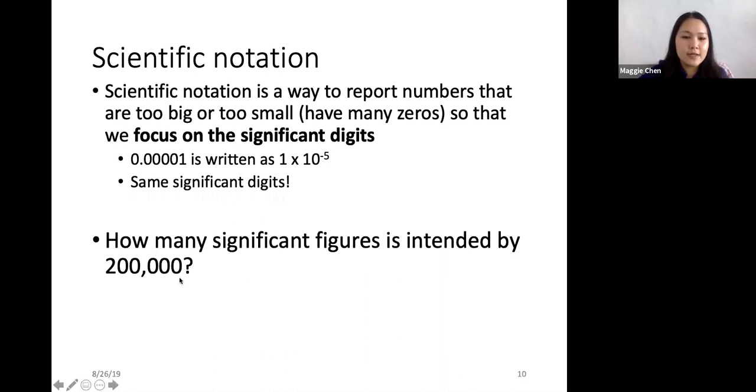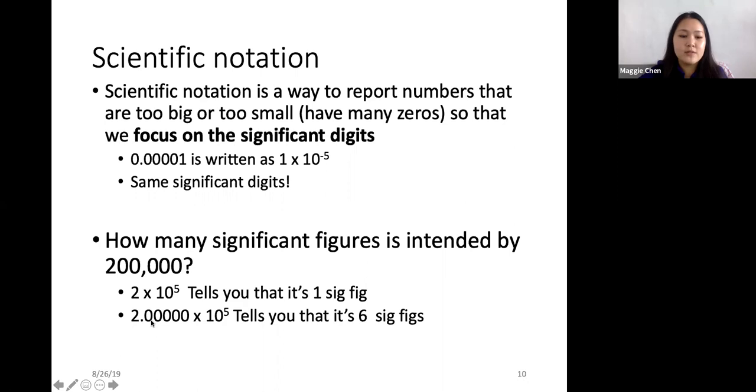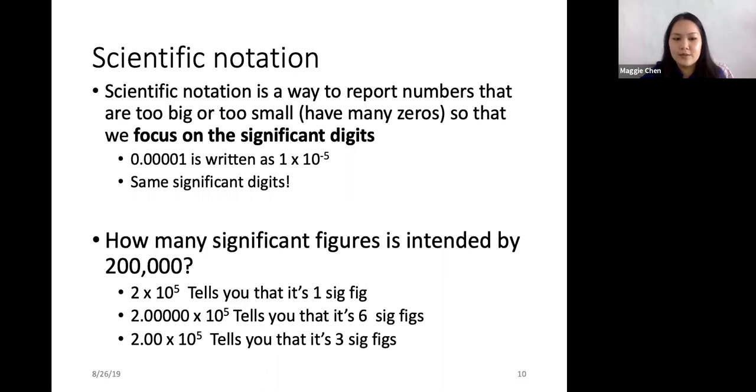So if we wanted to rewrite 200,000, if we're asking how many sig figs is intended by this number, we're not really sure. So it depends on how you would write it in scientific notation. If we write it as 2 times 10 to the 5, it tells you that there's only this one sig fig in our number. If we write it as 2.00000 times 10 to the 5, this number tells us that there's 6 sig figs. And if we write it as 2.00 times 10 to the 5, then this tells you that there's only 3 sig figs. So it really depends on how you write your number to indicate how many sig figs there are and which numbers are important to us.